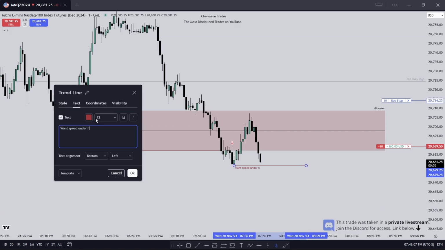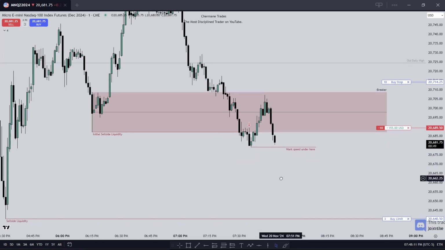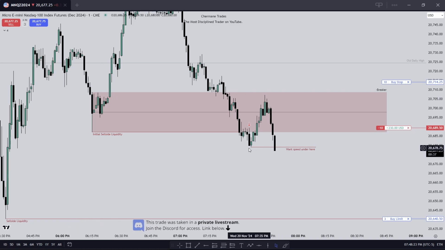But I'm watching to see if we can get speed underneath this low. And this will tell me everything I need to know about the trade that I'm currently in. So right here, tag that low. Do we get fast, energetic displacement, strong down close candle underneath this low? I don't want it to just be a wick.